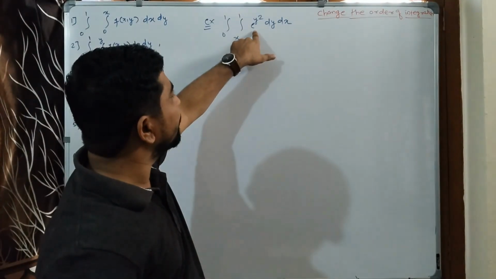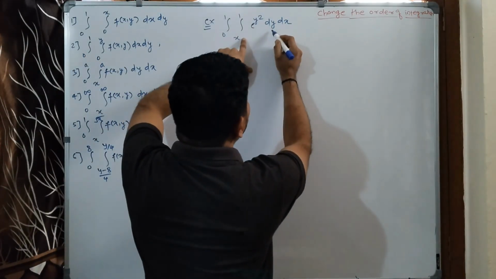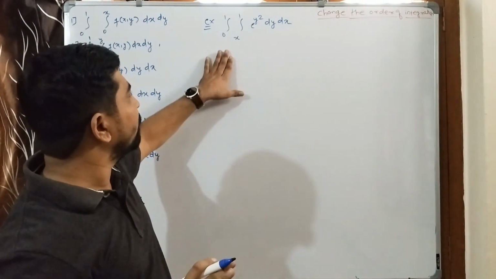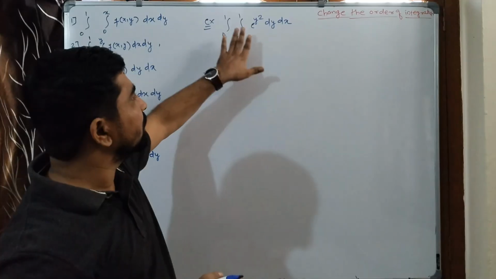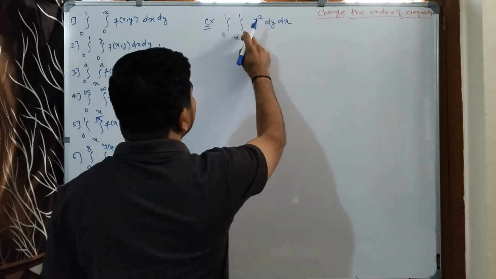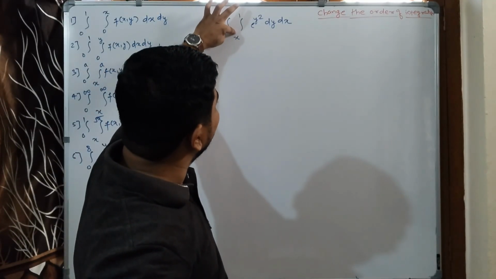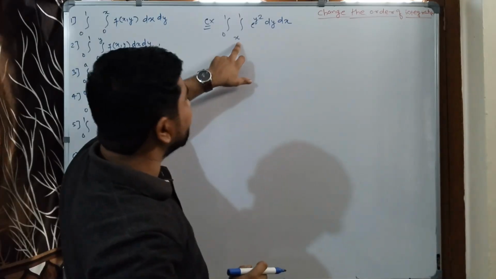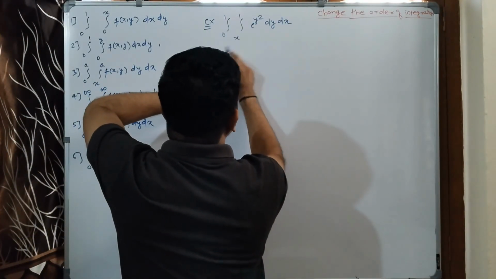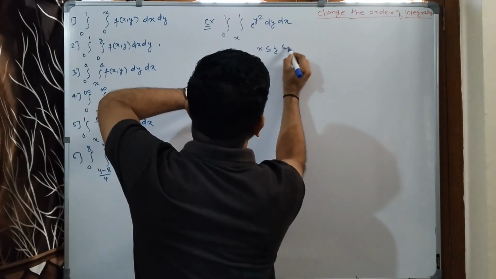So this is integration with respect to y, corresponding to this limit. Now I want to change from dy dx to dx dy. First I will draw the region of this integration with respect to these limits. So here the integration is x to 1. The second limits are in terms of the x variable, from x to 1. So that must be the value of y. So I am taking x is less than or equal to y, which is less than or equal to 1.